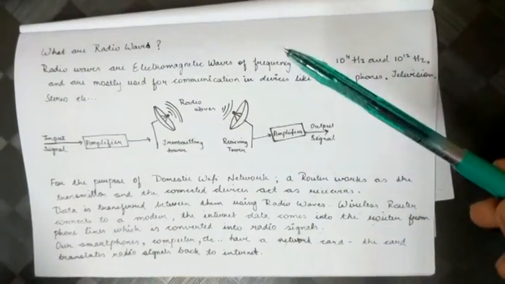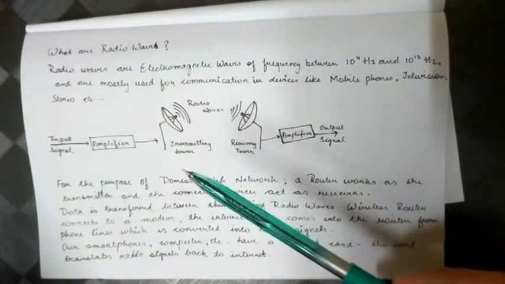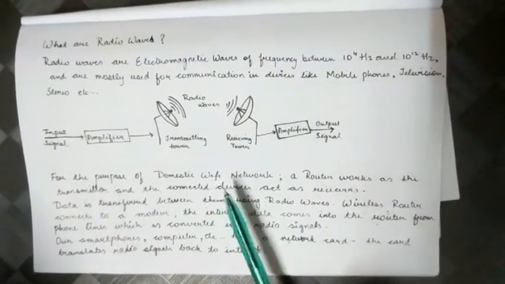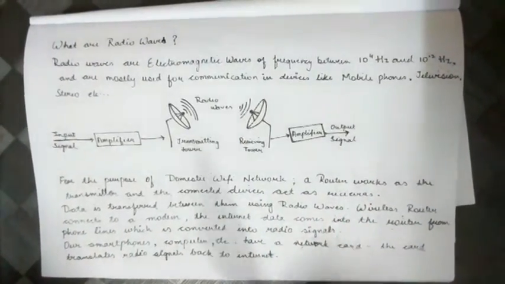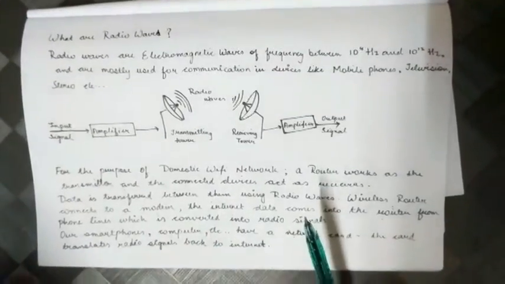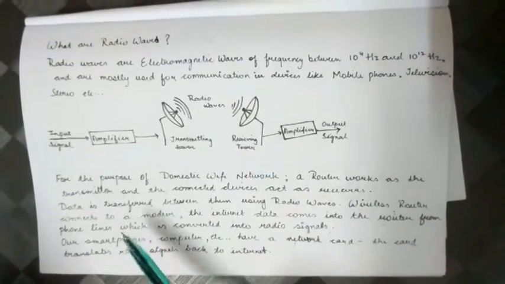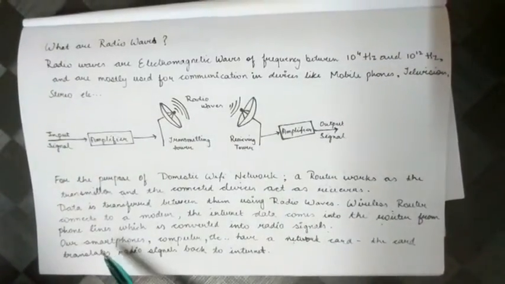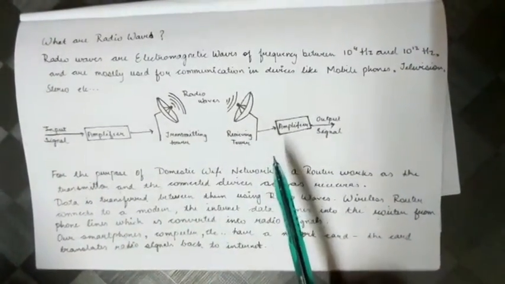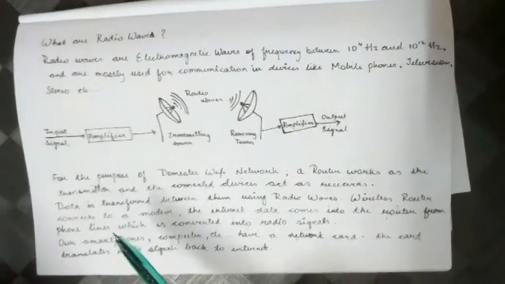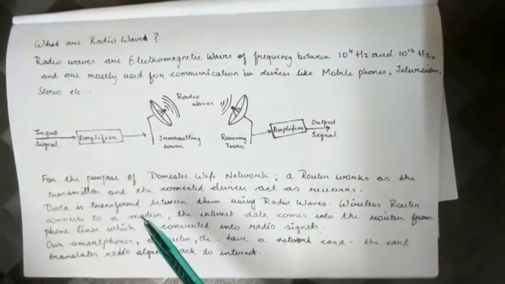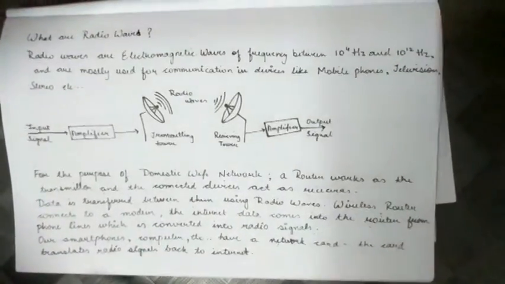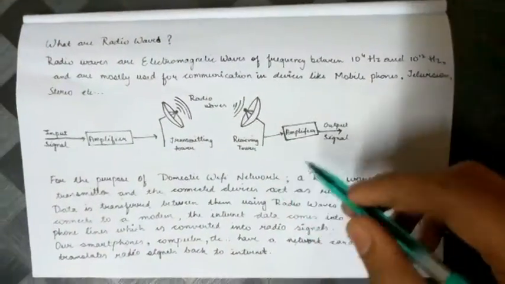Now in our model of the domestic Wi-Fi network, a router works as the transmitter and the connected devices work as the receivers. Data is transferred between them using radio waves. The wireless router connects to a modem. The internet data comes into the router from the phone lines, and is converted into radio signals. Our smartphones, computers, and all the devices which can work on Wi-Fi have a network card. The card translates the radio signals back into internet data.